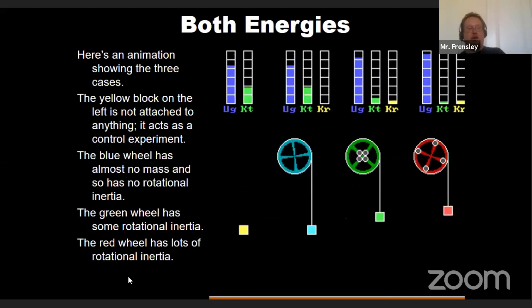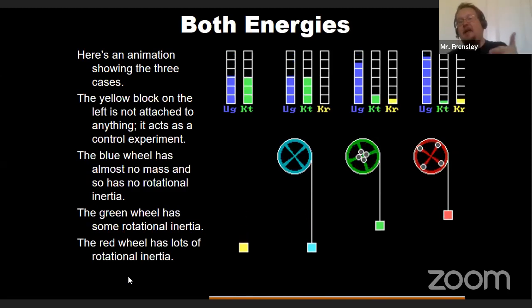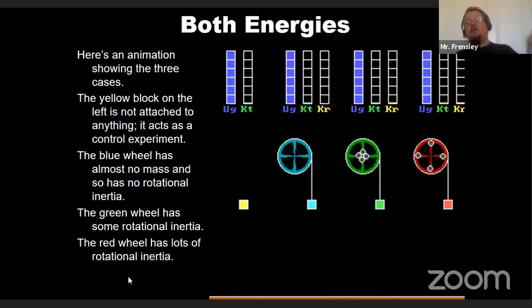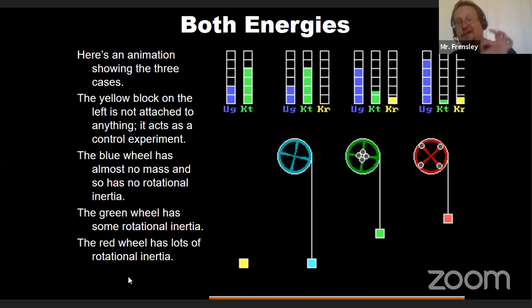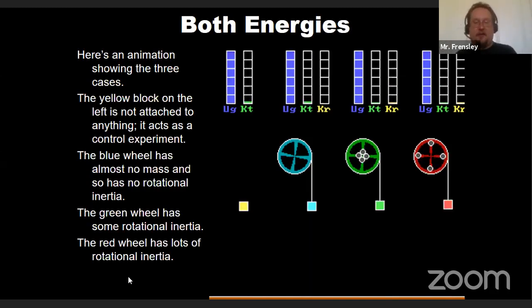Well, I have a little animation here. What you'll see is the yellow block is not attached to anything. That's going to be our control, the free fall block. And then you'll see the blue block is attached to the blue wheel. But the blue wheel is so close to massless that we can treat it as having no mass, no rotational inertia. So you'll notice if the pulley wheel is super light, then the blue block falls just as well as the yellow block because it's as if the blue wheel is not even there. It doesn't contribute any to the inertia.